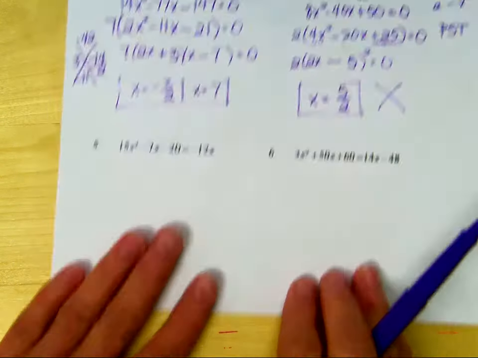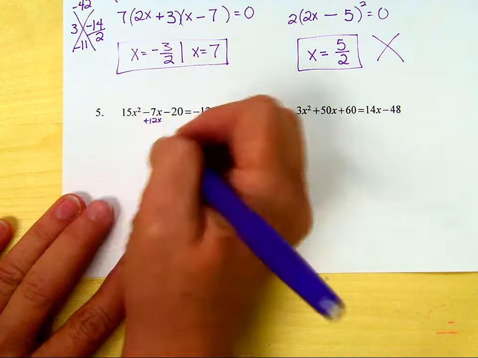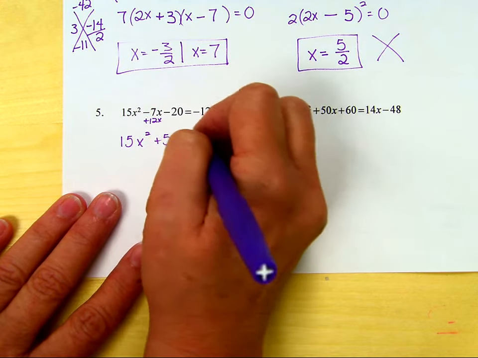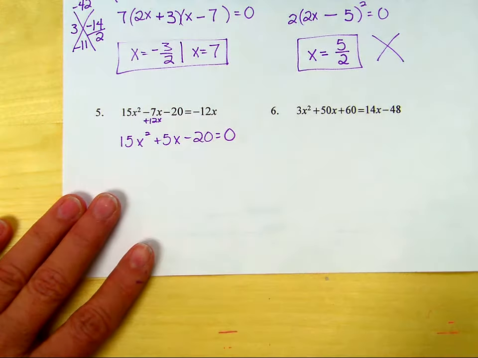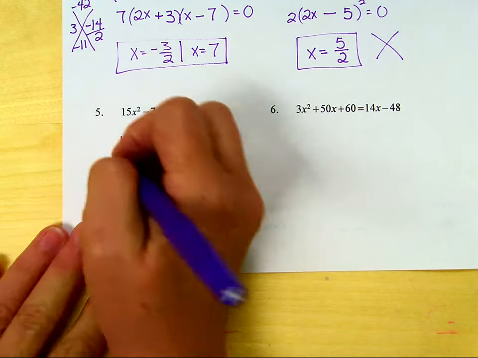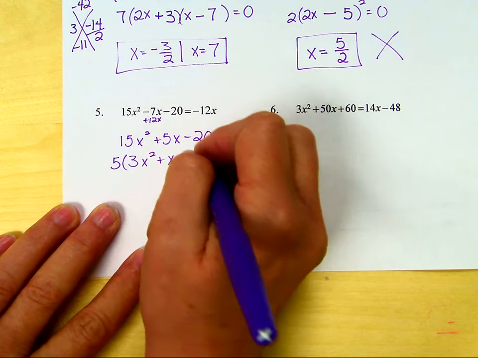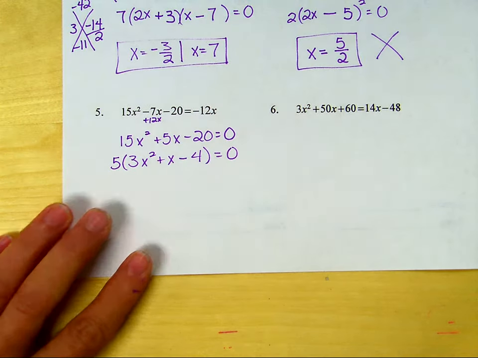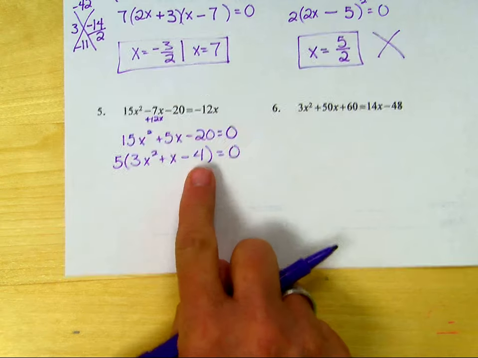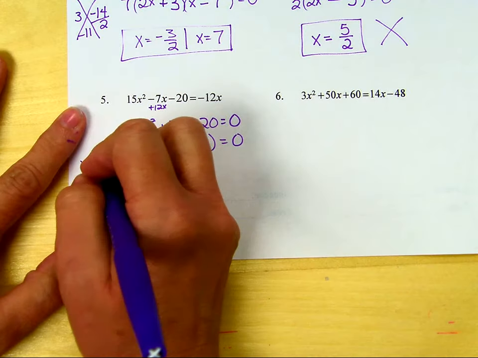All right, let's look at number 5. Add 12x to both sides. I get 15x squared plus 5x minus 20 equals 0. Common factor, 5. So we've got 5 times 3x squared plus x minus 4 equals 0. Inside, do I see any perfect squares? I see one perfect square, but it's not positive, and this is not a perfect square. So we're just looking at a normal factoring situation.